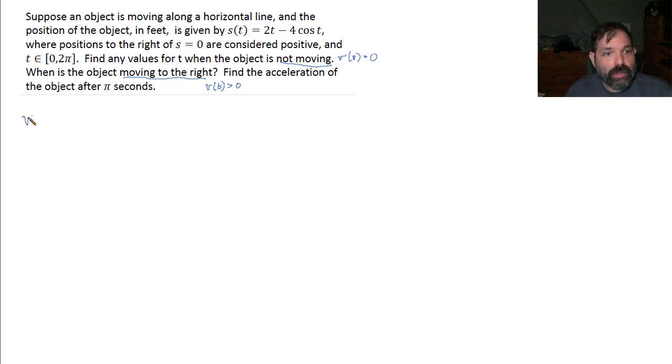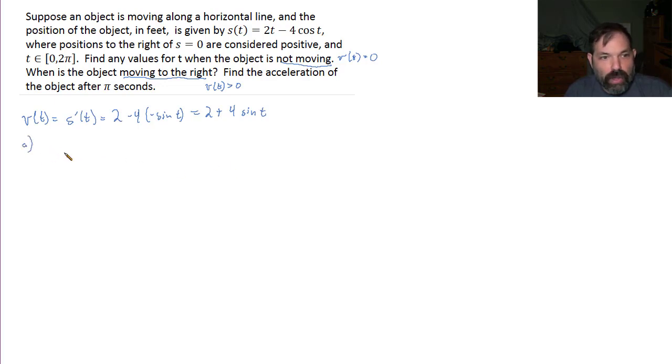All right, so the velocity function would be the derivative of the position function, which would be 2 minus 4 times negative sine t. So the velocity function is 2 plus 4 sine t. When is it not moving?